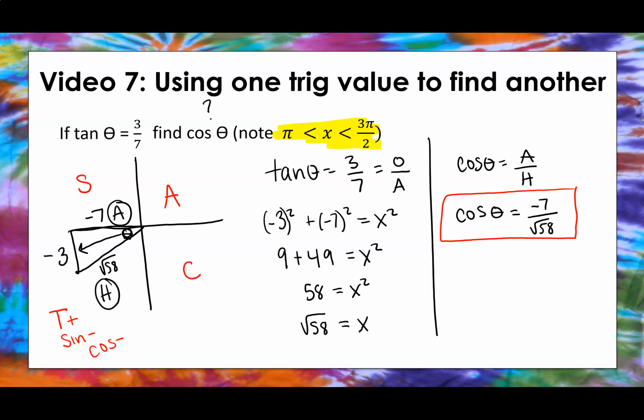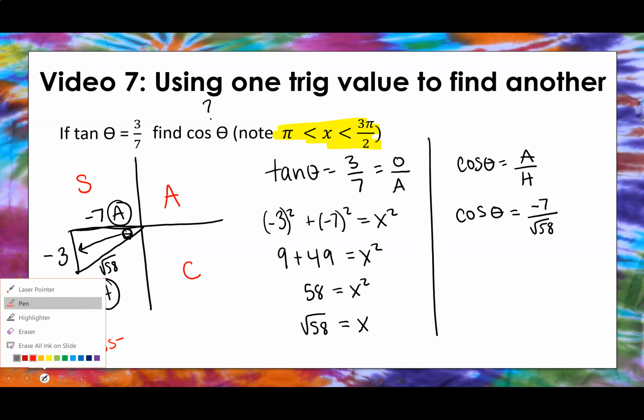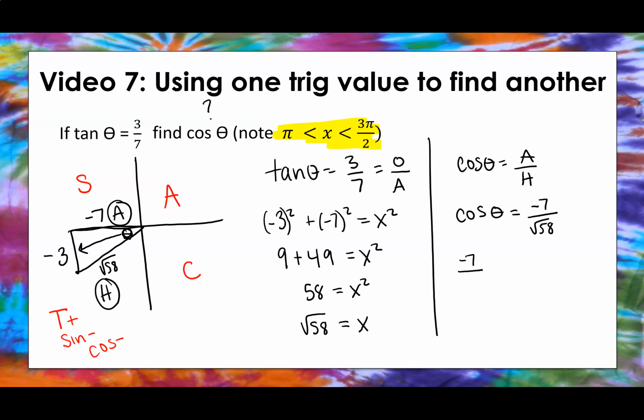Is that our correct answer though? Technically, yes. However, we need to rationalize the denominator. So let's go back and let's do that. So this is going to be -7 over the square root of 58 times the square root of 58 over the square root of 58. What does this leave us with? -7 square root of 58 divided by 58. Now we have our final answer.